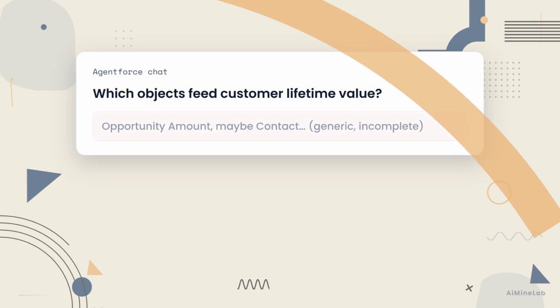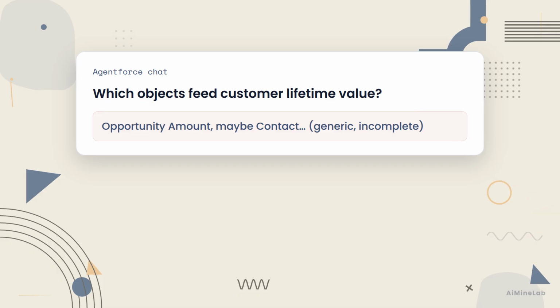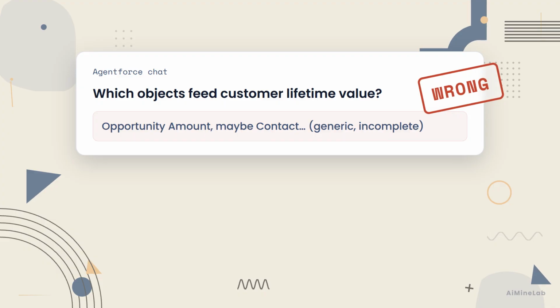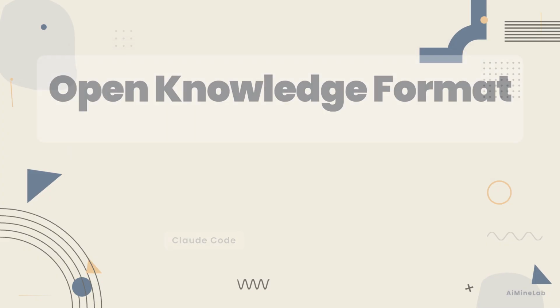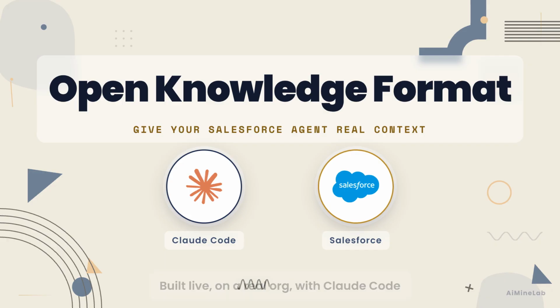Picture this. You ask your Salesforce agent a simple question. Which objects feed into customer lifetime value? It gives you a confident answer. That answer is wrong. Not wrong from any weakness in the model. Wrong because nobody ever handed it the map of your org. That gap between a smart model and a blind one has a name now.